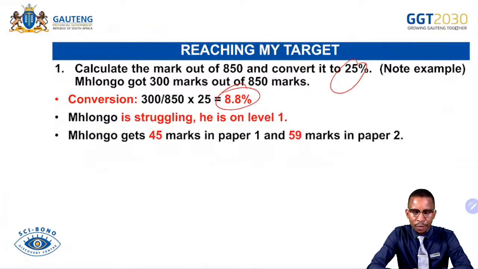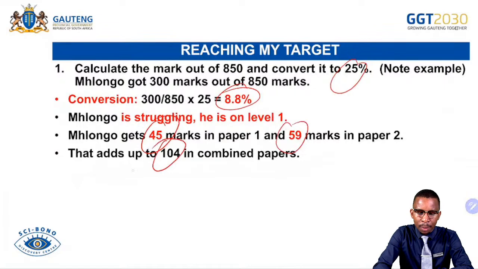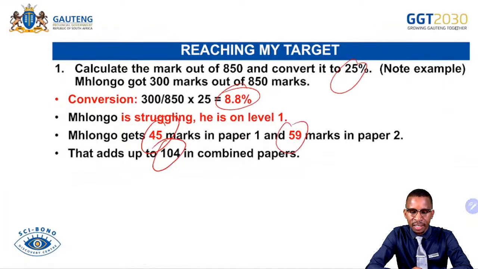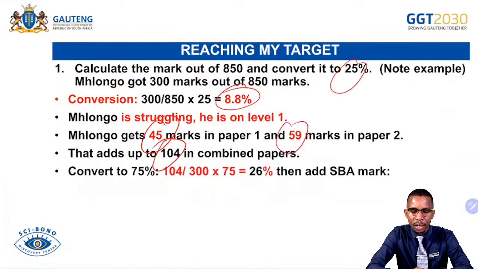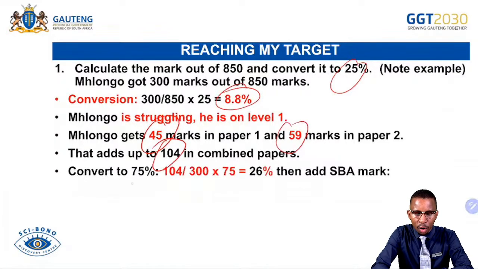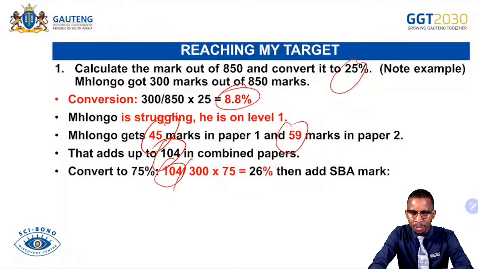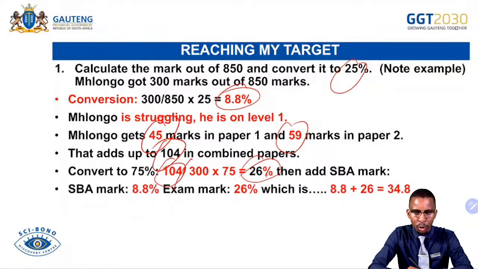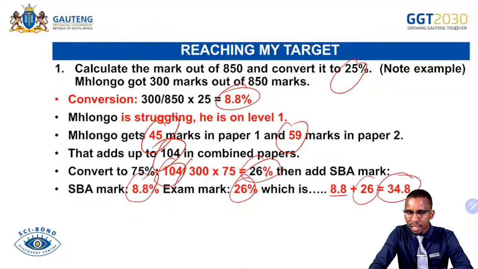Mhlomo gets 45 marks in paper 1 and 59 in paper 2. So we add them, and this adds up to 104. Mhlomo has 104 out of 300. So let's see if Mhlomo will be able to escape level 1. Convert 104 to 75: 104 over 300 times 75 is 26%. Then you take this 26% plus the 8.8%. If the SBA mark is 8.8% and the exam mark is 26%, then 8.8 plus 26 gives us 34.8.